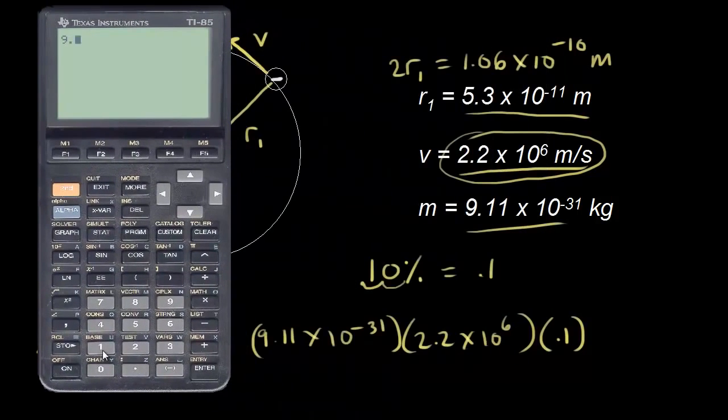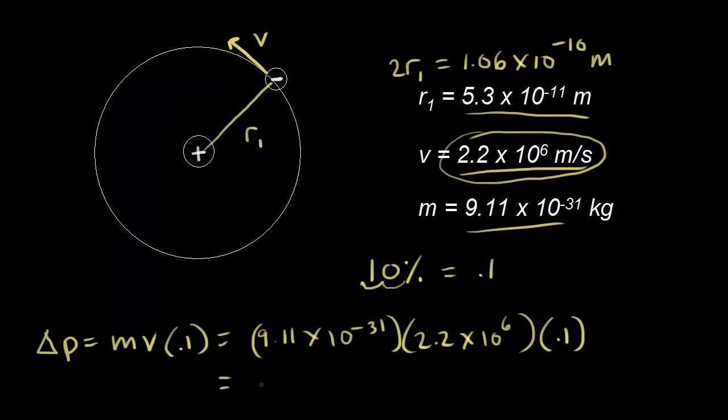So we take the mass of an electron, 9.11 times 10 to the negative 31st, and we multiply that by the velocity, 2.2 times 10 to the 6th, and we know there's a 10% uncertainty associated with the velocity. So we get an uncertainty in the momentum of 2.0 times 10 to the negative 25. And the units would be, this was the mass in kilograms, and the velocity was in meters over second. So kilograms times meters per second. All right, so this is the uncertainty associated with the momentum of our electron.